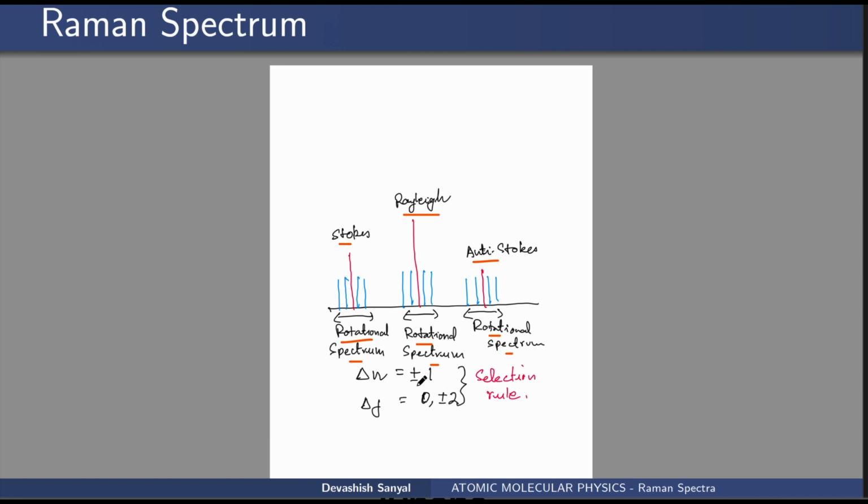The selection rule is delta n, that is the change in the vibrational quantum number, should be plus minus 1, and delta j, that is the change in the rotational quantum number, should be 0 or plus minus 2.